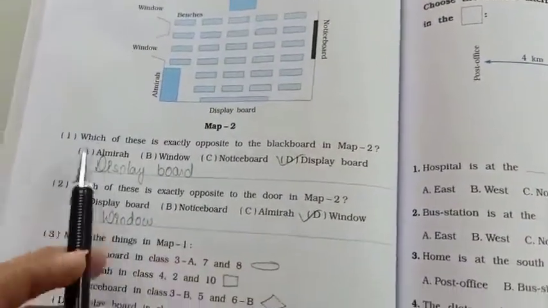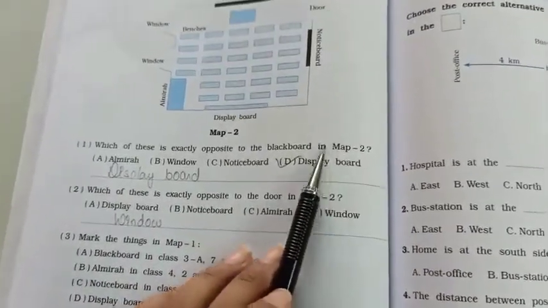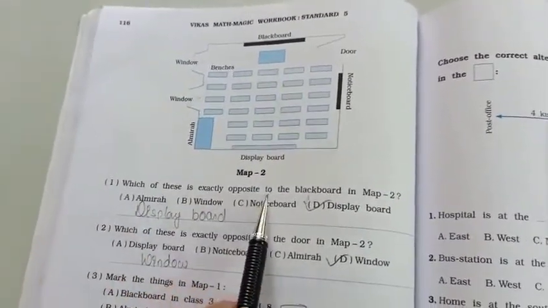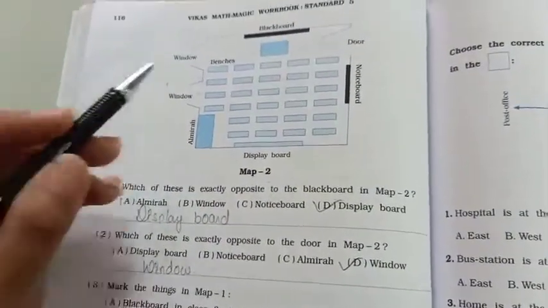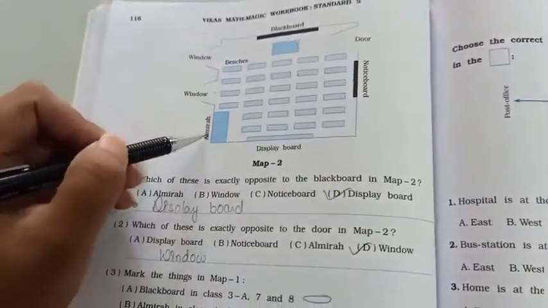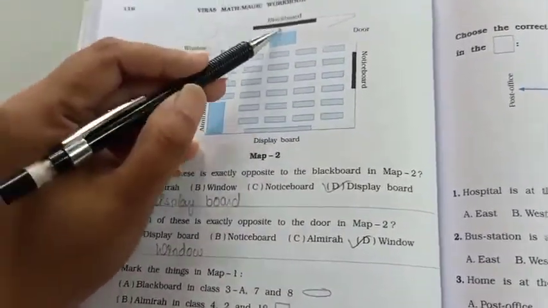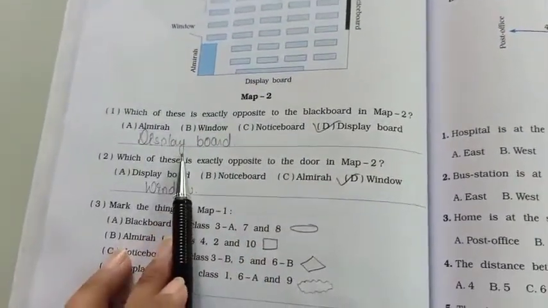Now on the basis of these two maps, map number 1 and map number 2, you have to answer the following questions, okay? So shall we move to question number 1? Which of these is exactly opposite to the blackboard in map 2? Here map 2 is mentioned, so you have to focus only on map 2. Now what is exactly opposite the blackboard? Options are given. Almirah is here, so it is not opposite. Windows are here. Notice board is here. So exactly opposite the blackboard is the display board. So this will be your answer.